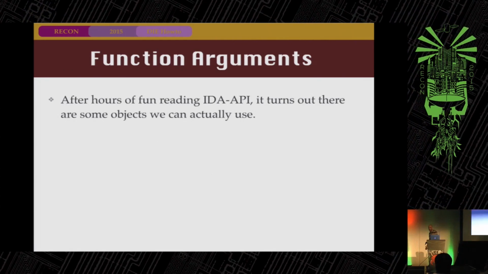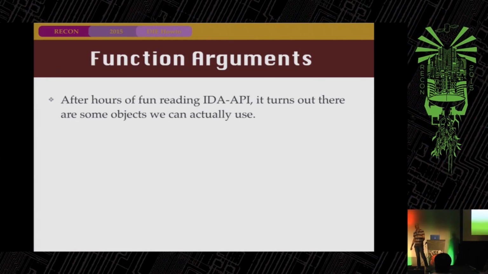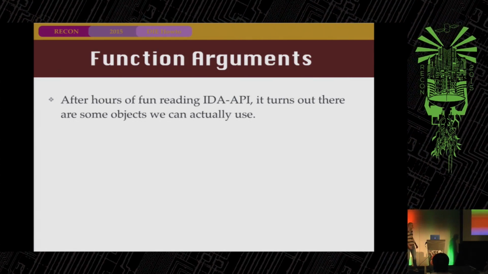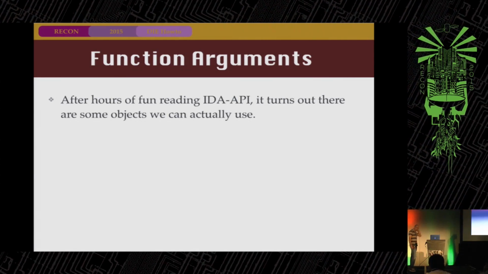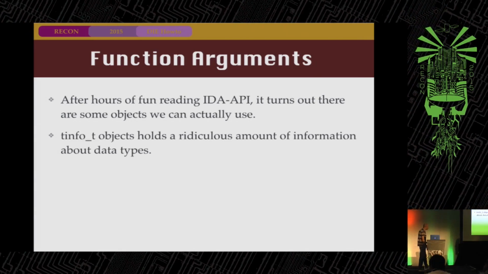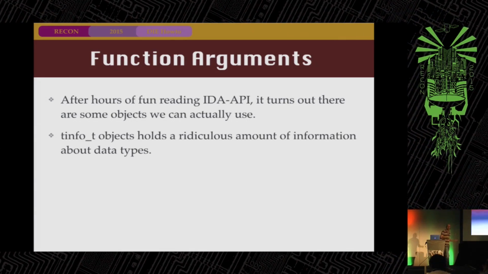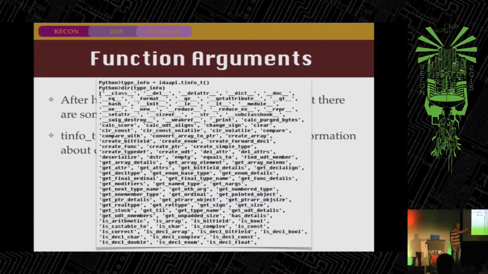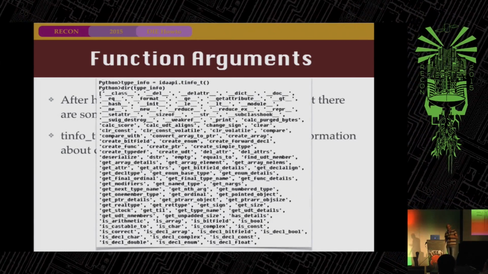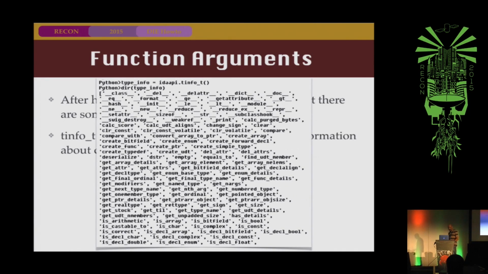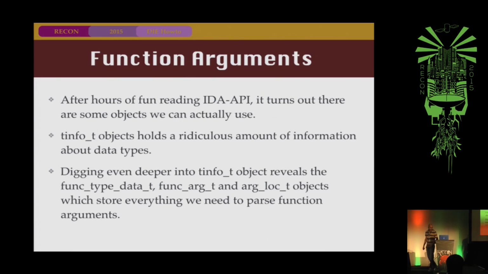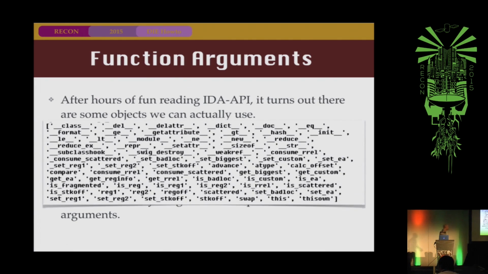So for function arguments, I had hours of fun with the IDA API. I recommend it to everyone. Not really. Anyway, digging into it, I found an object called tinfo_t, which is a type info object, and it holds a ridiculous amount of information about types. This is just a small screenshot of all its functionalities, and it's really cool. And digging even deeper into this tinfo_t object, I find those objects, which are func_type_data_t, funcarg_t, and argloc_t, which actually give me all the data about function arguments.